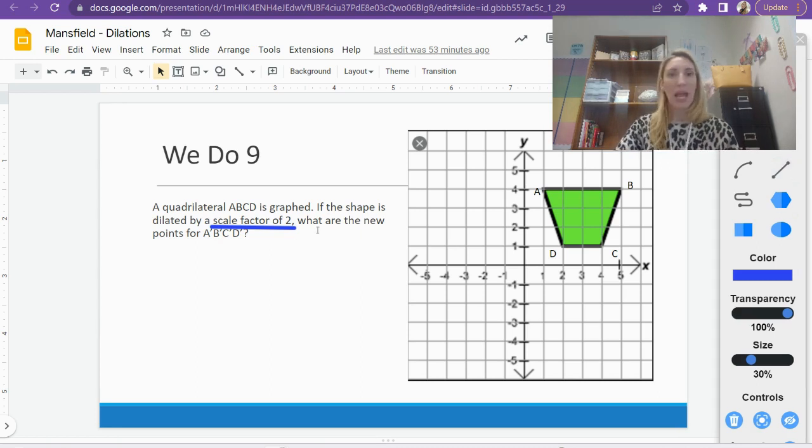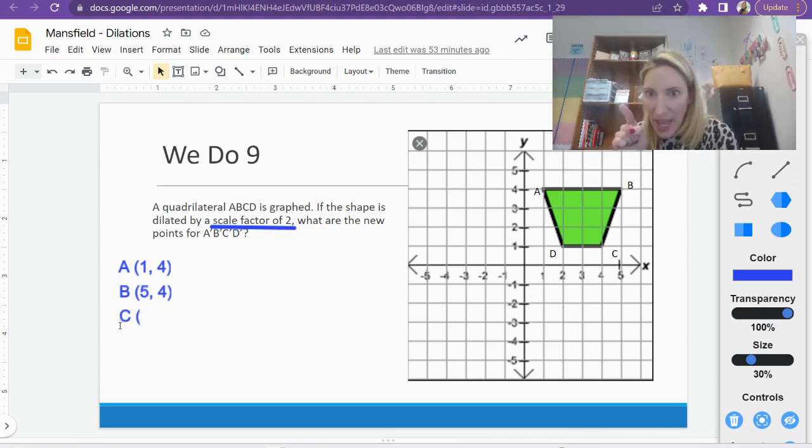Well, for this one, I'm going to need my original points first. So what is A? A is located at 1, 4. B is located at 5, 4. Please put that on your paper. Please copy that. Letter C is located at 4, 1. Letter D, here we go, last one for my quadrilateral: 2, 1. All right. Scale factor of 2.